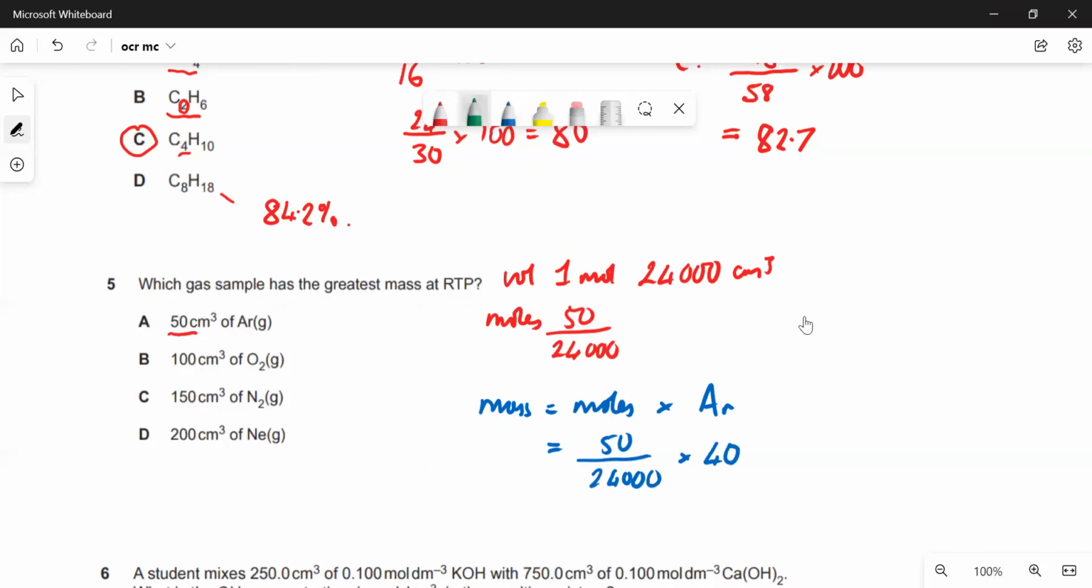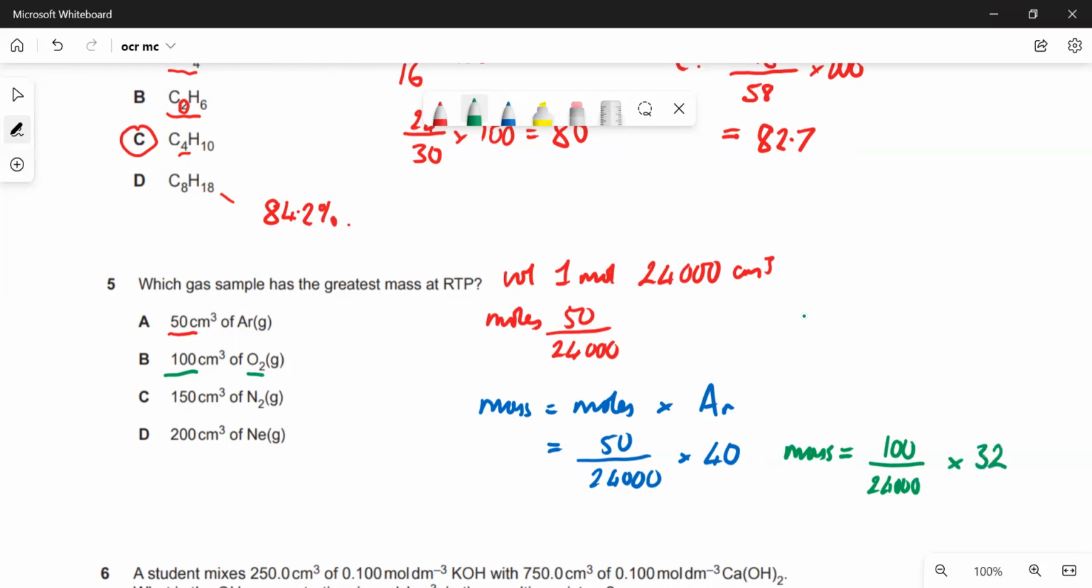Now we do B. So we can do the same thing there. So the mass there of oxygen is going to be, what volume have we got? We've got 100 over 24,000 multiplied by the Mr of oxygen, 2 times 16 for O2, that's 32.